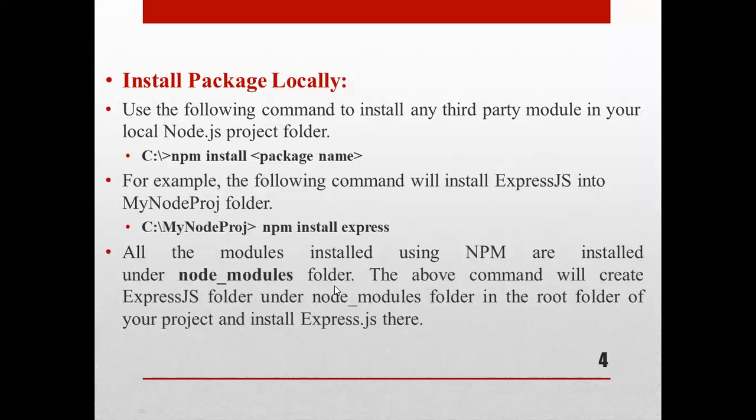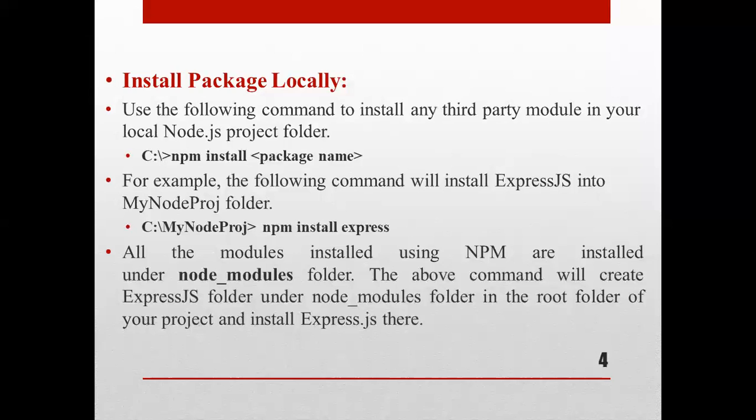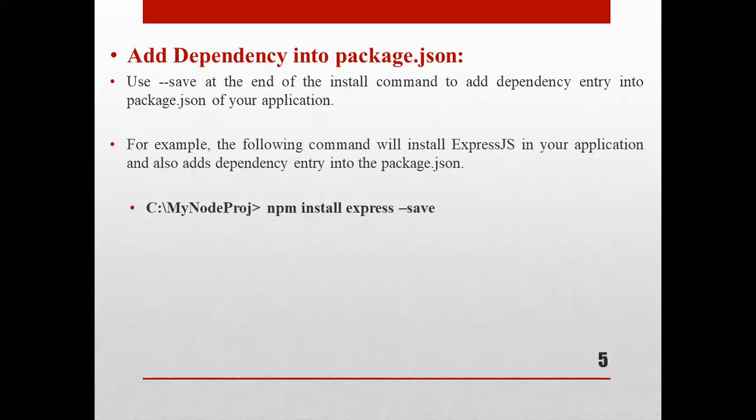Here we have seen installing packages locally. Okay, so next point is adding dependency into package.json. To add the dependency into package.json, use double dash save at the end of the install command to add a dependency entry into package.json of your application.